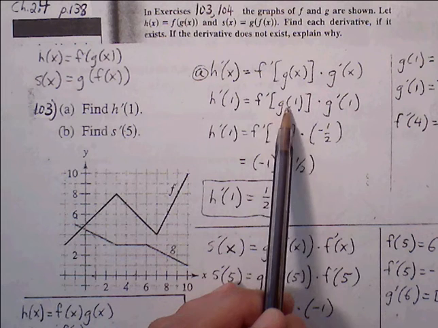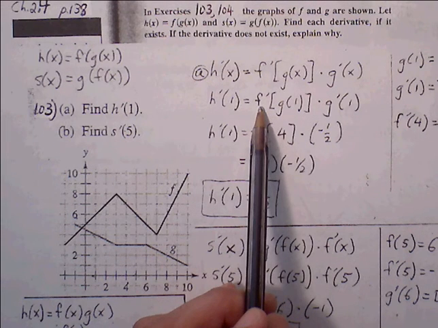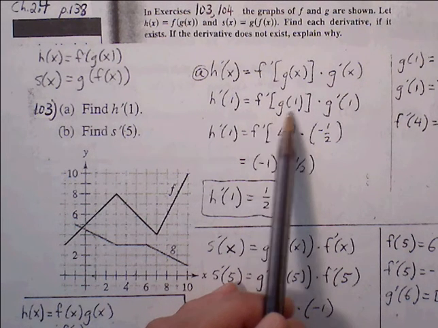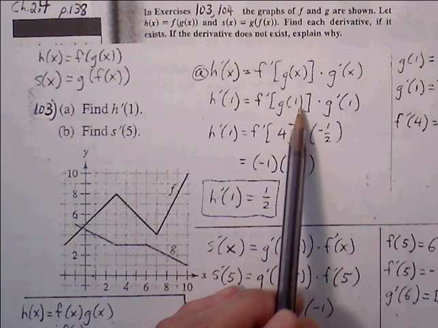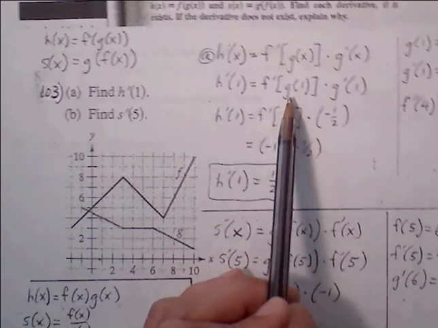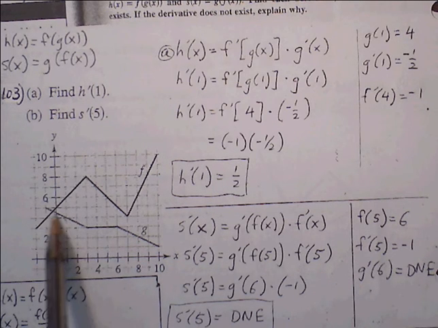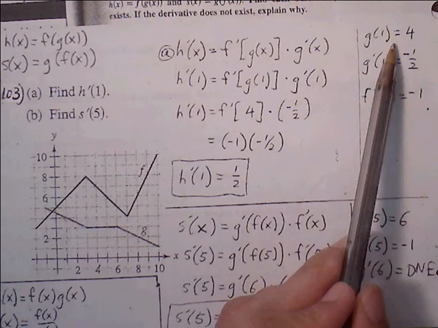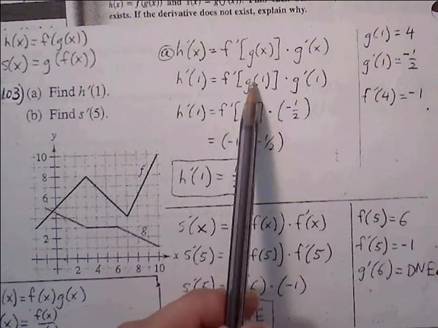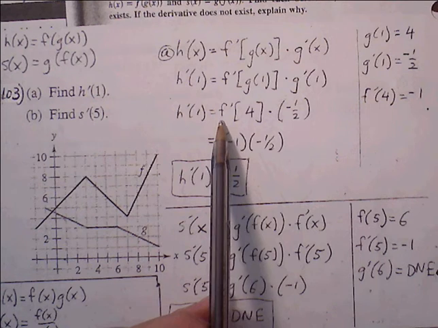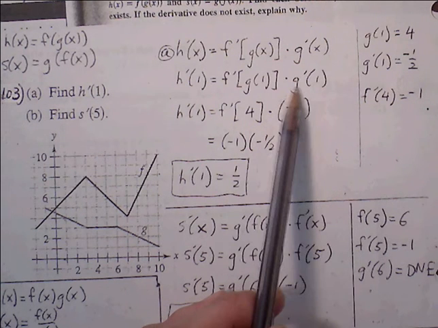All right, so one step at a time. Before we can evaluate f prime of g of 1, we need to first know what g of 1 is. So we're going to go to our graph to identify g of 1. If we look at our graph here, g of 1 is equal to 4. We'll replace g of 1 with 4. So now we're left with f prime of 4 times g prime of 1.